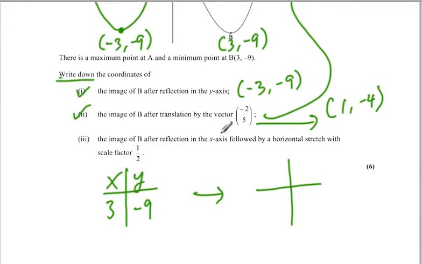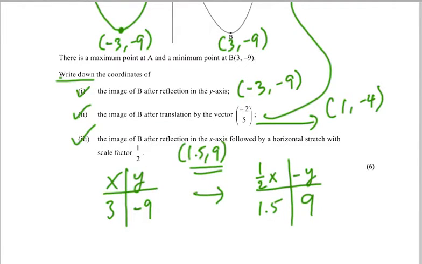So if there's a reflection in the x-axis, what that means is all the y values get multiplied by negative 1. So it's negative y. And there's a horizontal stretch by a scale factor of half. So if there's a horizontal stretch by a scale factor of half, what that means is simply all the x's get multiplied by half. So this will simply become 3 times half, which is 1.5. And negative 1 times negative 9 is simply 9. So the coordinate here is going to be (1.5, 9). And that's it.